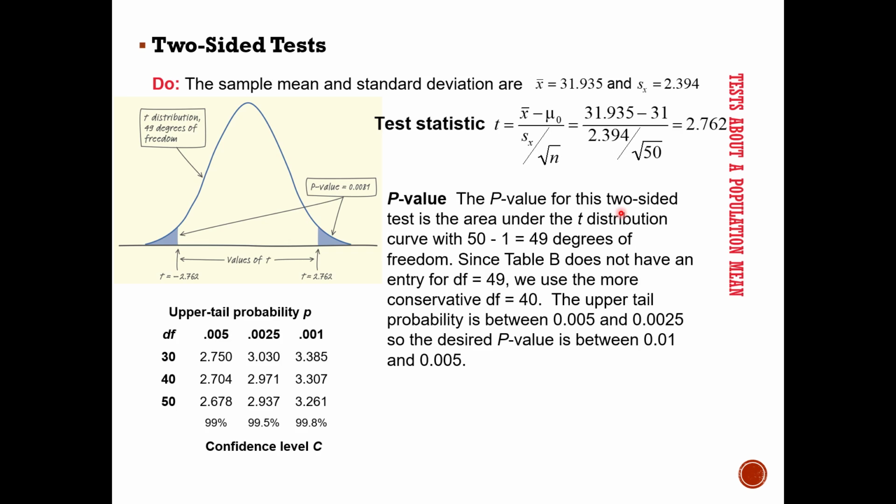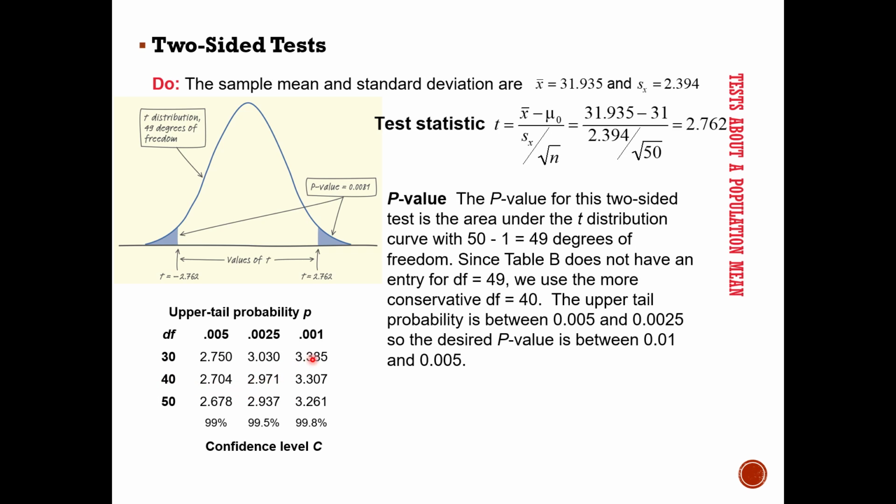So, the p-value for this two-sided test is going to be the area under the t-distribution curve with 49 degrees of freedom, 50 minus 1. They're going to use table B, which is a little annoying, but so you have it. They don't have an entry for df equals 49. So we're going to use the more conservative df equals 40. Remember, always, if you are using table B, you want to use the degrees of freedom that are less than the ones we actually have.